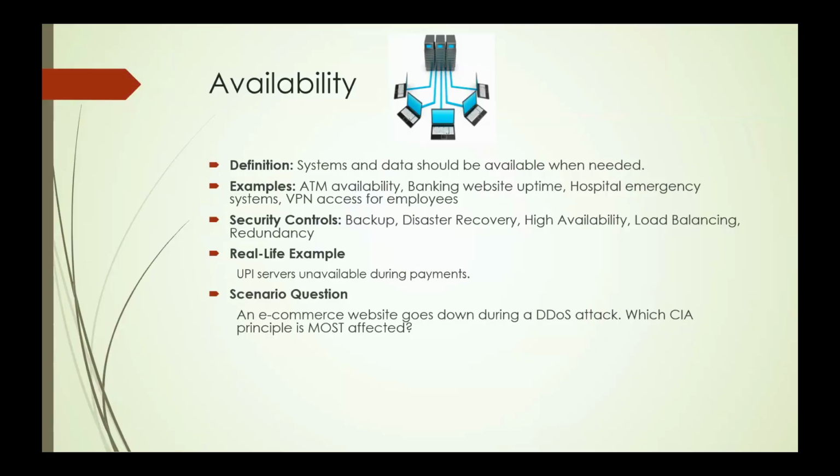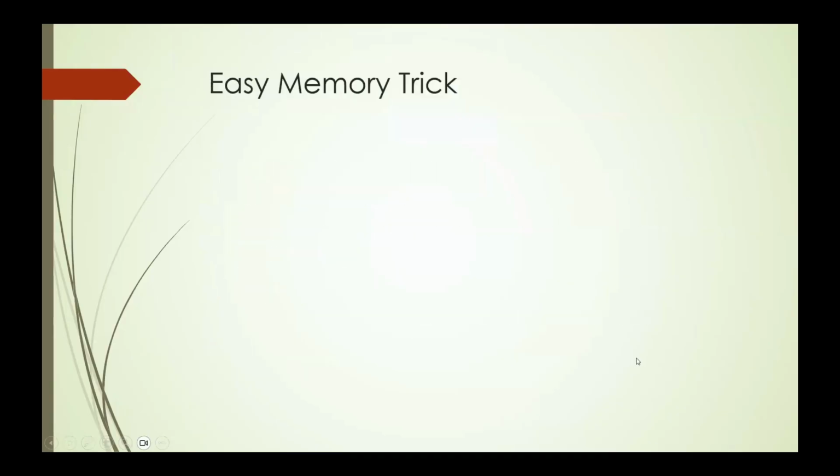Which principle is most affected? Whatever the reason, if the website is seeing downtime, it is causing an availability concern, right? Because users cannot access the service. That means the service is not available during that particular time.